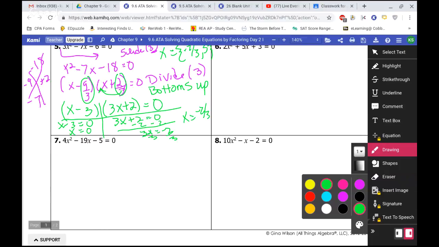But remember, the factoring is the same exact thing as we were doing before. All we're adding to that is taking the individual factors and setting them equal to 0.